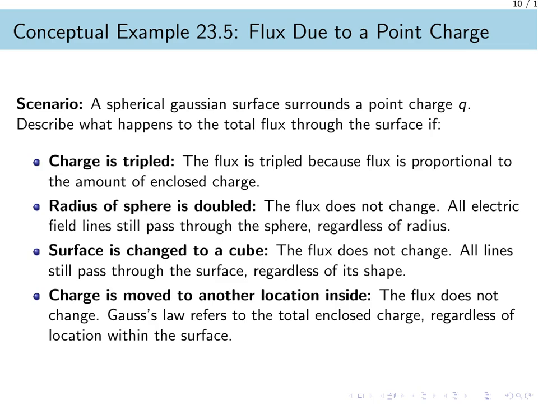Second, if the radius of the sphere is doubled, the flux does not change at all. All the electric field lines still pass through the larger boundary. Third, if we change the surface shape from a sphere to a geometric cube, the flux still remains unchanged. The exact same number of field lines passes through the closed surface, regardless of its shape. Finally, if the charge is moved to a completely different location, as long as it stays inside the surface, the flux remains exactly the same. Gauss's law depends only on the total enclosed charge, completely independent of its specific location within the surface.